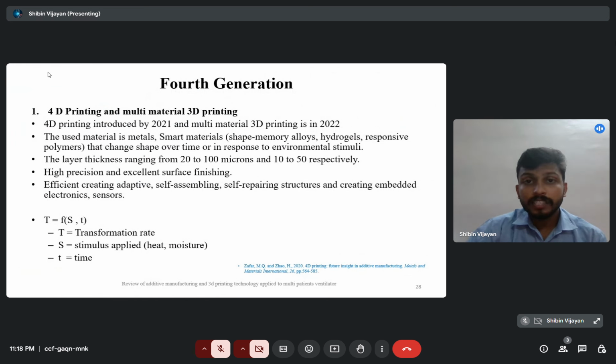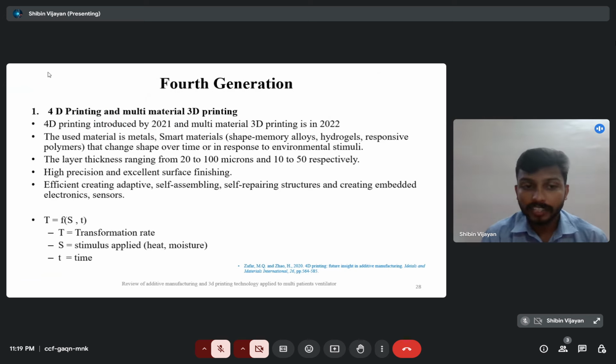Next is the fourth generation, 4D printing and multi-material 3D printing. 4D printing was introduced in 2021, and multi-material 3D printing in 2022. They are used with materials such as metal and smart materials. Smart materials are shape memory alloys, hydrogels, and responsive polymers, which change shape over time or respond to environmental stimuli like heat and moisture. The layer thickness ranges from 20 to 100 microns and 10 to 15 microns respectively. They offer high precision and excellent surface finishing, efficiently creating adaptive, self-assembling, self-repairing structures, and embedded electronics and sensors.